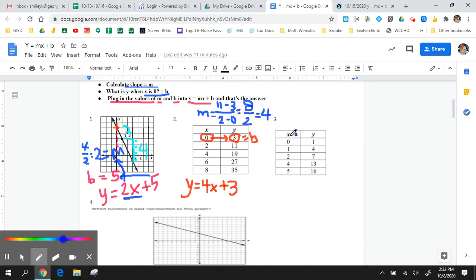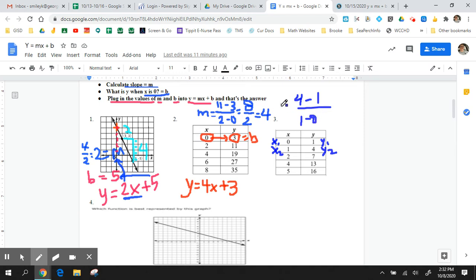Let me change back. So our slope, this would be our y2 and our y1. Again, you can choose any of these to use as your two coordinates. So I'm going to say 4 minus 1 over 1 minus 0, and there's our m equals. So 4 minus 1 is 3, 1 minus 0 is 1. Our slope gives us 3, because 3 divided by 1 is 3.